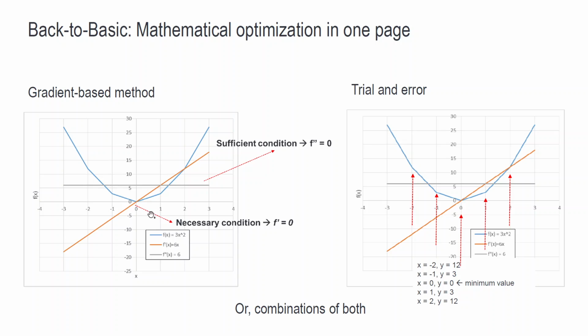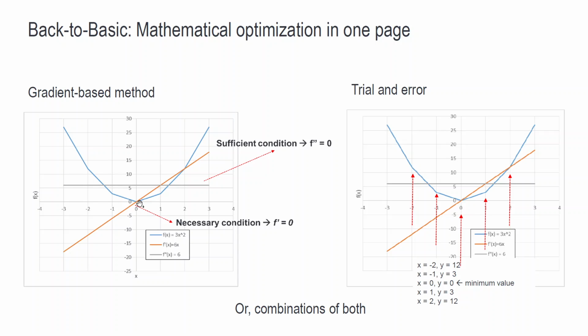But mathematically, how do they do that? Mathematically, they do it by gradient. So they differentiate this. 3x squared is differentiated into 6x, right? And they say the necessary condition for this to have a minimum point, optimum point, sorry, is that the first gradient equals 0. So when this gradient is at 0, that's the optimum location.